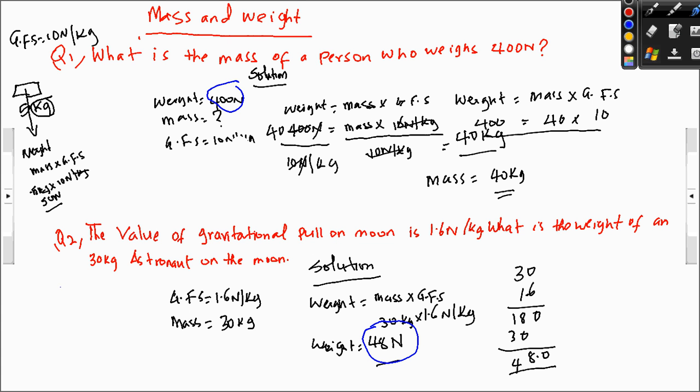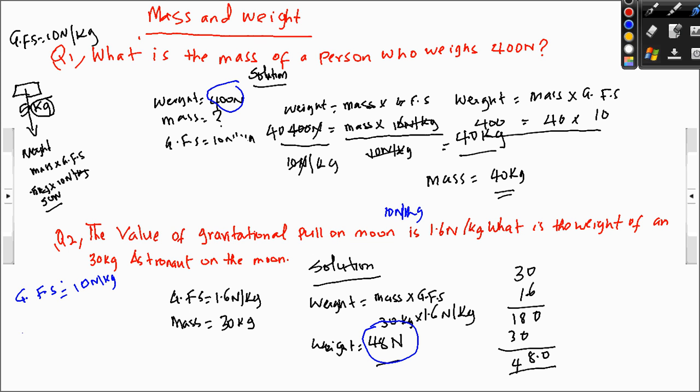Now let's say for example you have a person. We want to know what will be the weight of this person if you have the person on the Earth's surface, which has a gravitational field strength of 10 Newton per kilogram. We want to know what the weight of this person is going to be if he has the same mass on the Earth's surface.